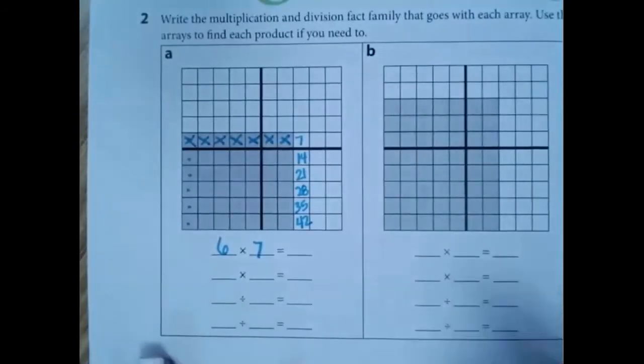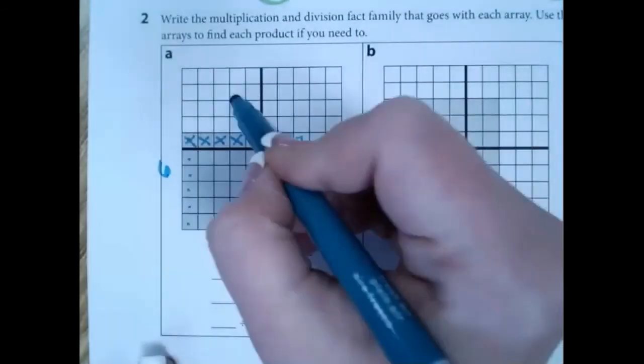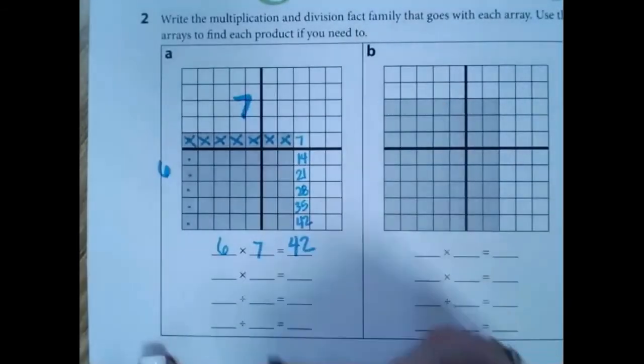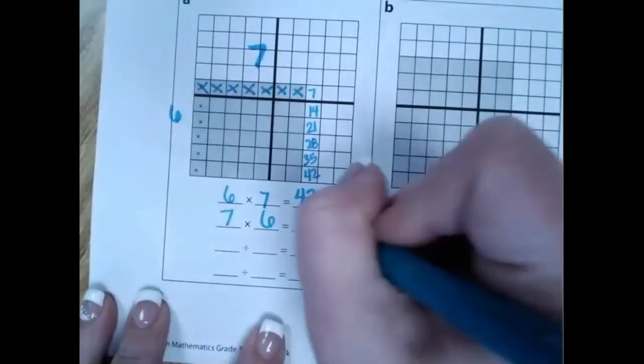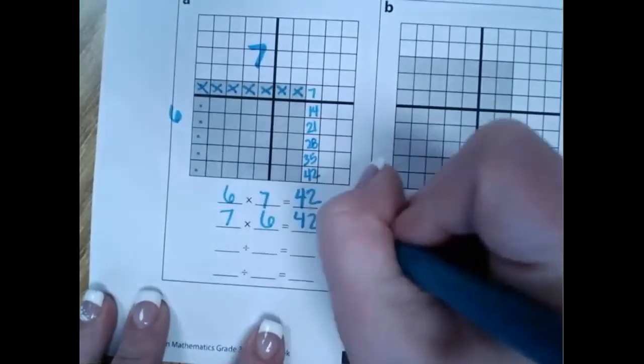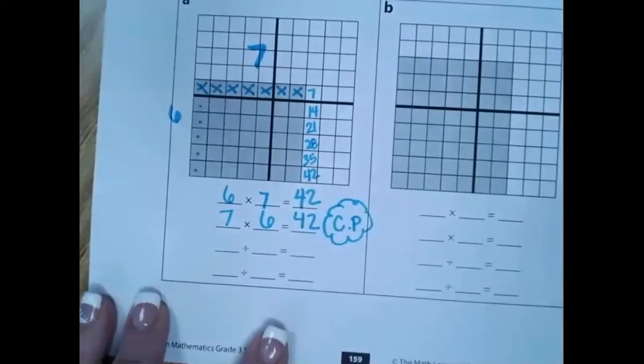And there we go, that clears it up. So if I see 6 down and 7 across, I can flip it, which would just mean that the array would flip like this, and now we have 7 groups of 6. So we can flip it for the commutative property. 7 groups of 6 is 42. And go ahead and label that CP for the commutative property.